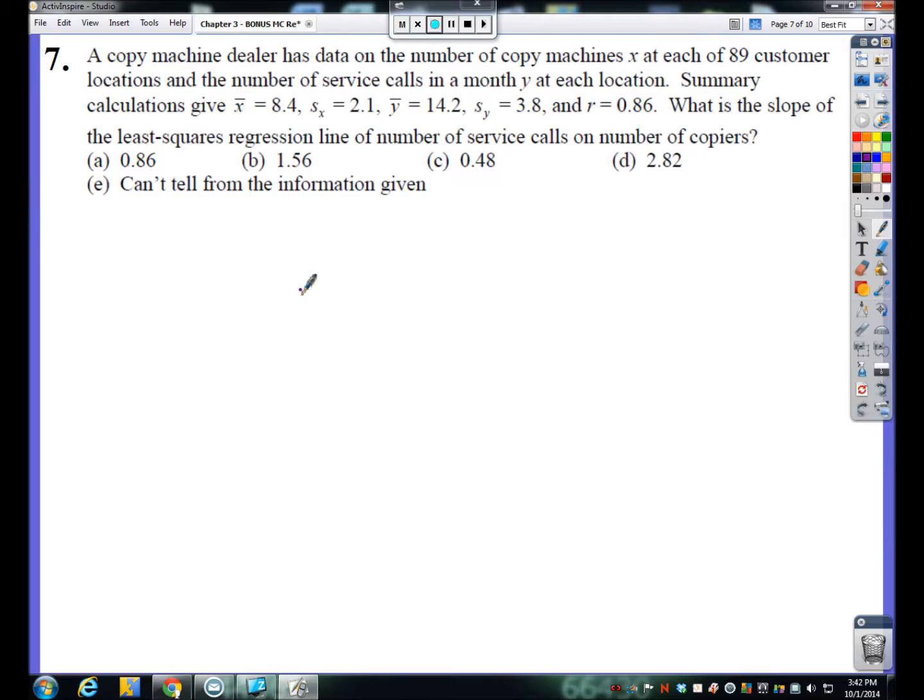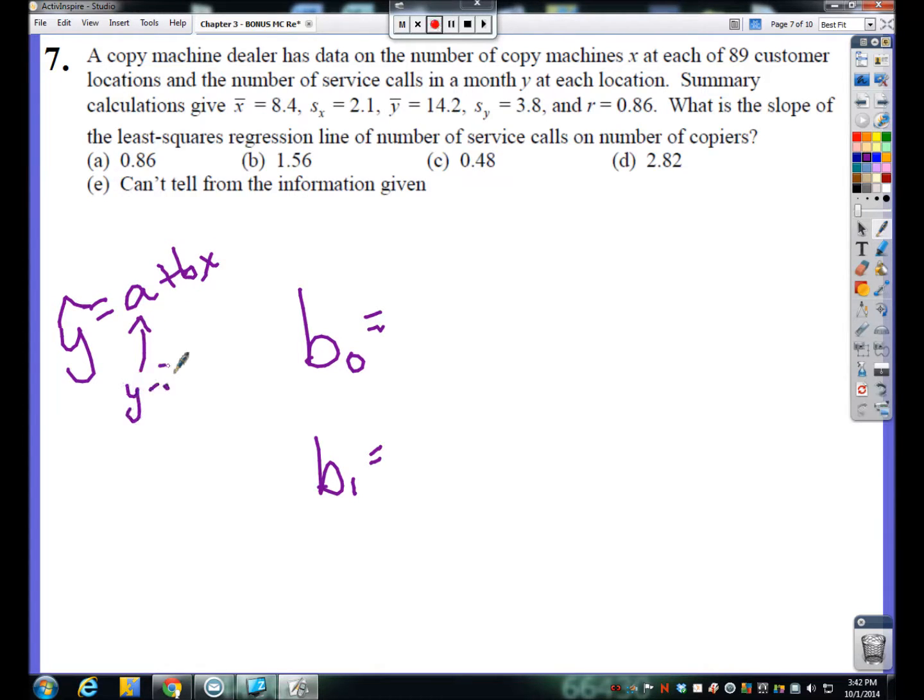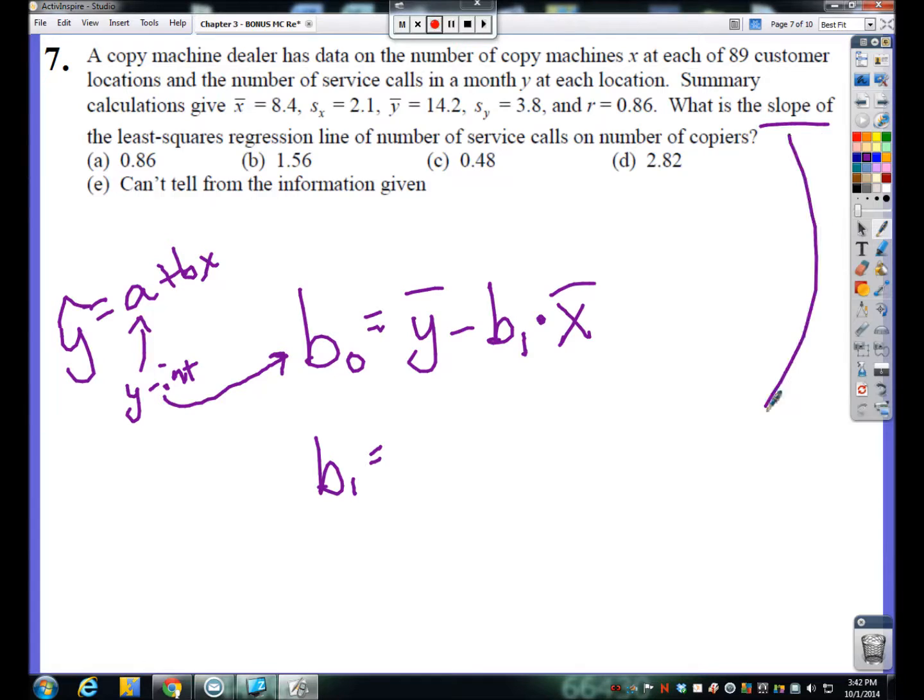And on your formula sheet, this is where they look like B0 and B1. So if you remember, Y hat equals A plus BX. A was our y-intercept, but on our formula sheet, they don't call it A, they call it B sub naught. And if you look at your formula sheet, it should say y bar, the mean of y, minus B1, which is the slope down here, times x bar. Now, they just want to know what's the slope, so we're going to be using this guy down here. So B was our slope, but in our formula sheet, that's B sub 1.